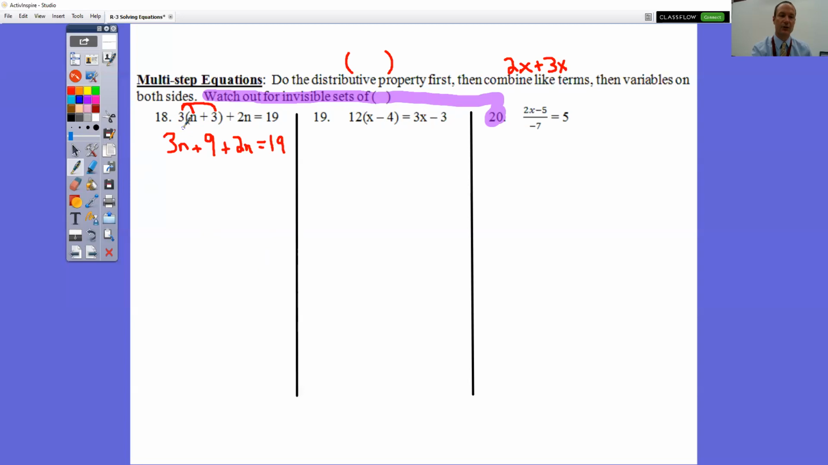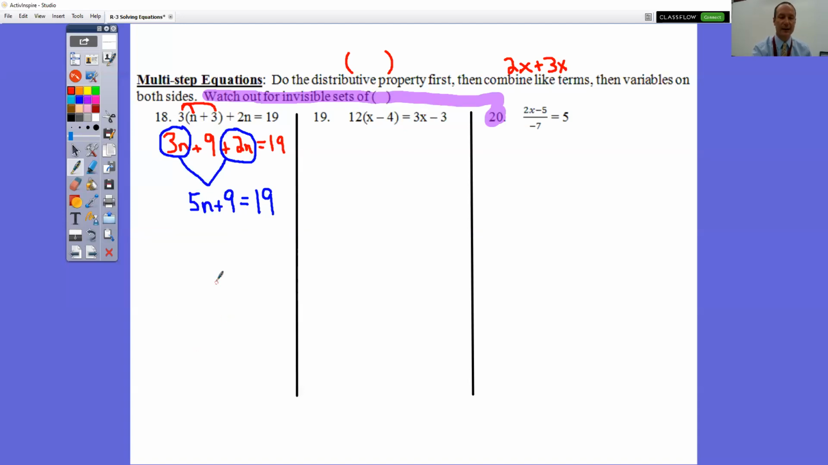The next thing that we want to do is combine our like terms. Notice that we have letters on the same side of the equal sign. We have a 3n and a 2n on the same side of the equal sign. So we could add those n's together to be 5n. Bring down everything else that we didn't use yet. So bring down your plus 9, bring down your equal sign, bring down your 19.